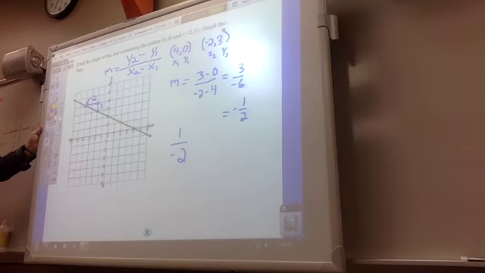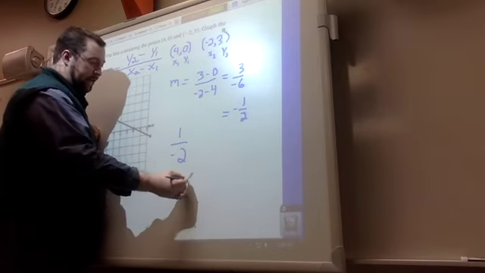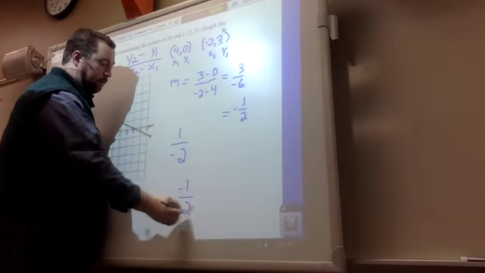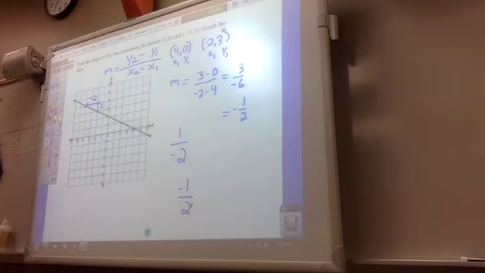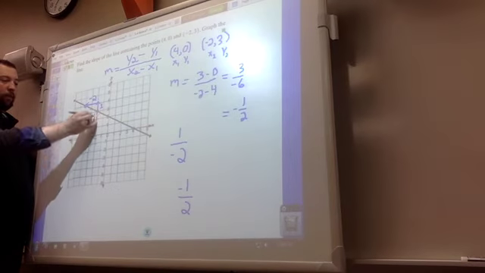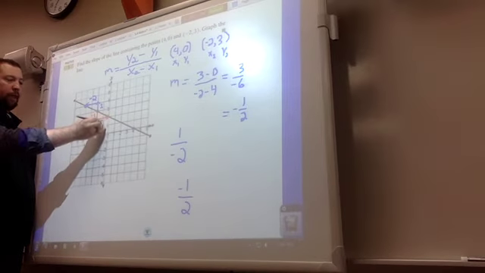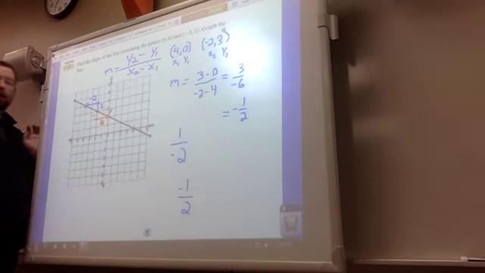Now, if you only have one negative, then I could move that negative wherever I want to. In fact, I tend to like to put the negative up top. If you see the negative on top, now the rise is -1, so you go down 1, but the 2 is positive, so you go to the right 2, and look, you still have a point that's on the line.